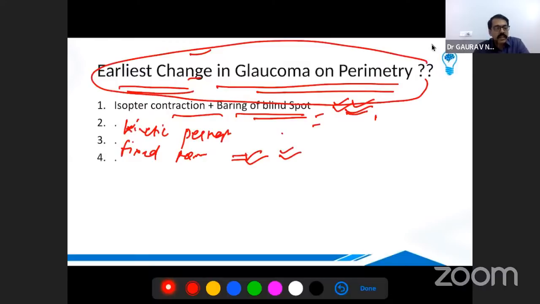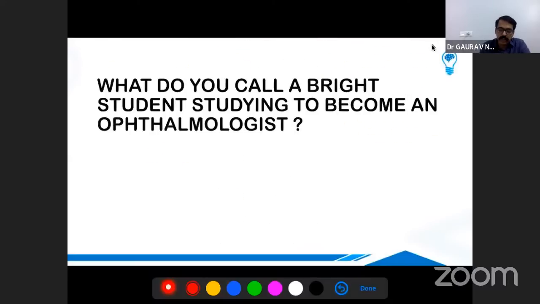In static perimetry, you are not bringing the stimulus in. In kinetic, the term itself is telling, the signal is moving from the periphery. Static is where the signal is remaining there and you are increasing the spot size or the illumination. The size or the illumination of the spot is increasing and decreasing, that is static. In kinetic, the same stimulus is being moved. So here the answer would be static perimetry. Okay, so these were the questions which are there.